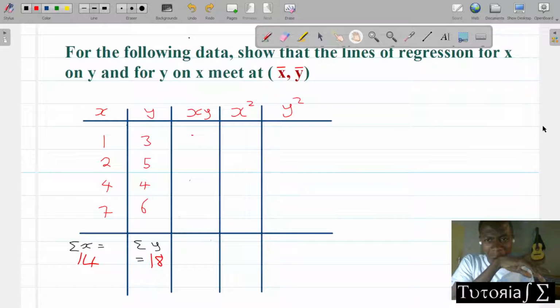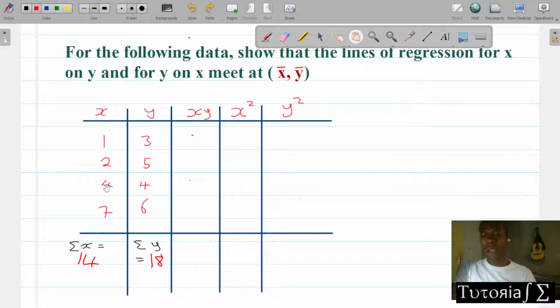Now here we have: for the following data, show that the lines of regression for x on y and for y on x meet at x bar, comma, y bar. For the following data, show that the lines of regression for x on y and y on x meet at the mean of x and the mean of y. So we have the following data.